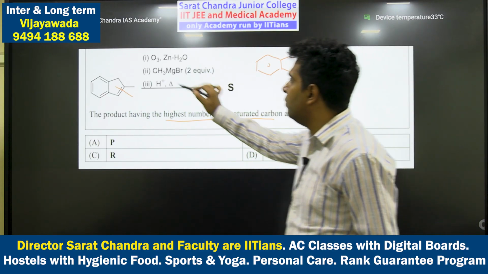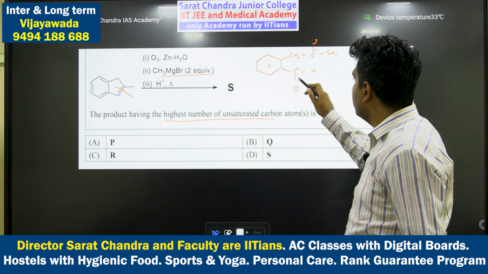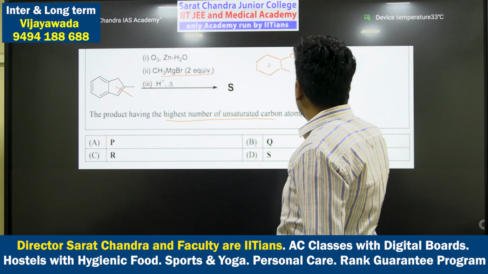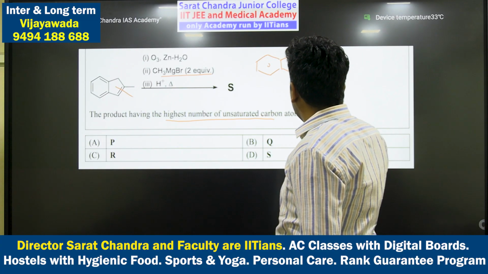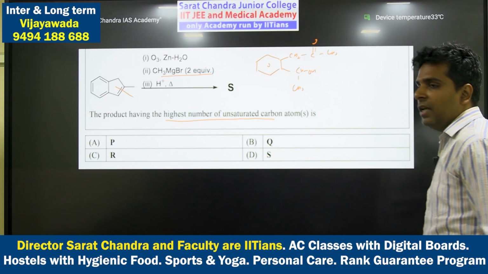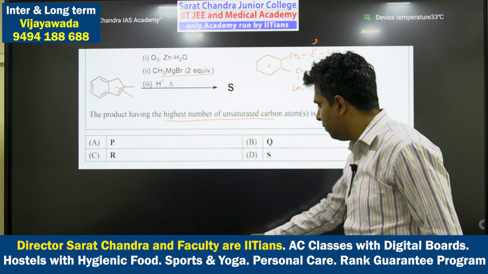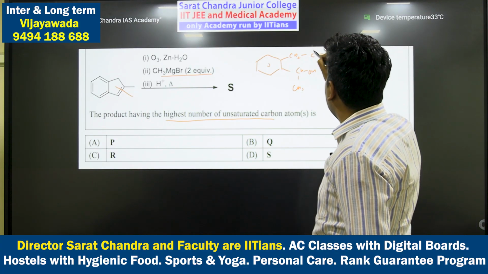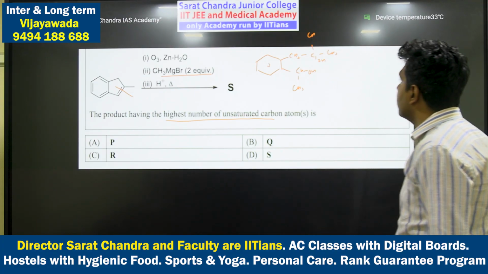Now two equivalents of CH3MgBr. So the aldehyde and ketones with Grignard's reagent will give me the respective alcohols. So this will be the alcohol. Aldehyde and ketone with Grignard's reagent will give me the respective alcohol. So this will be the alcohol formed in this case. And over here, one more CH3 group will attach, and this is the alcohol formed in this case.